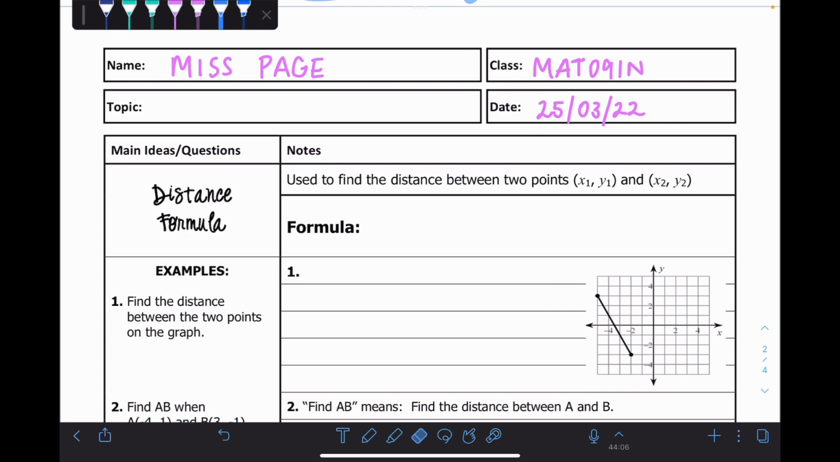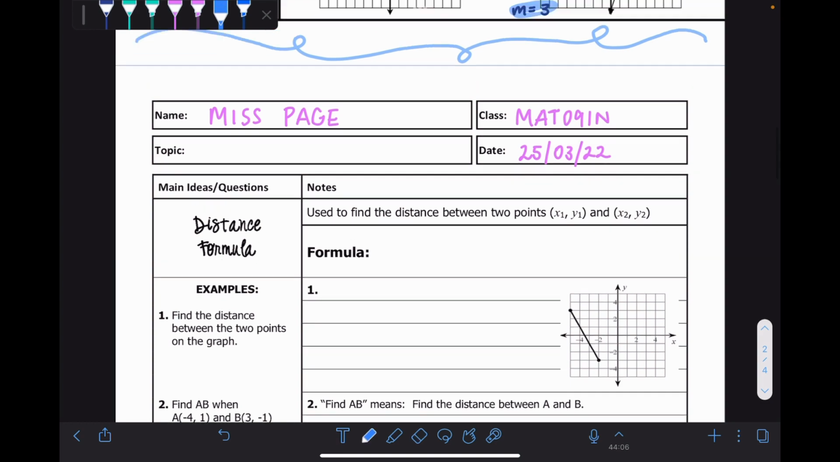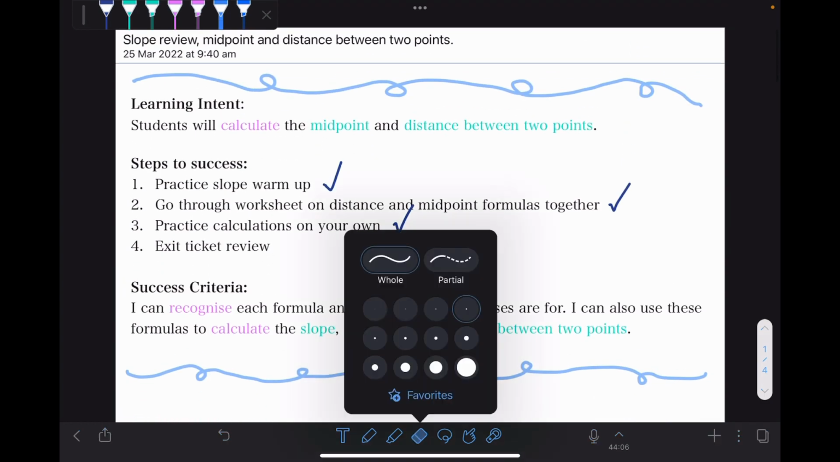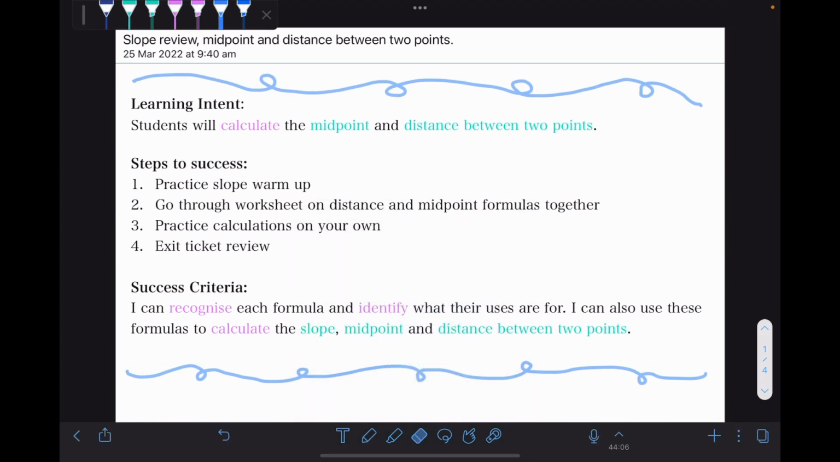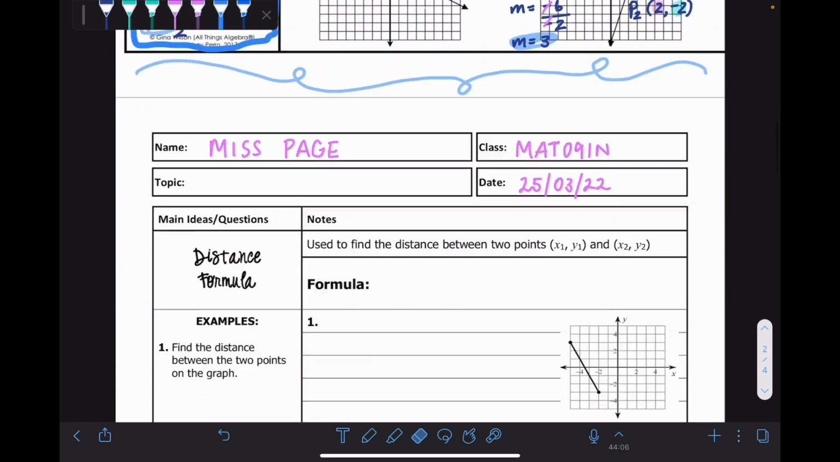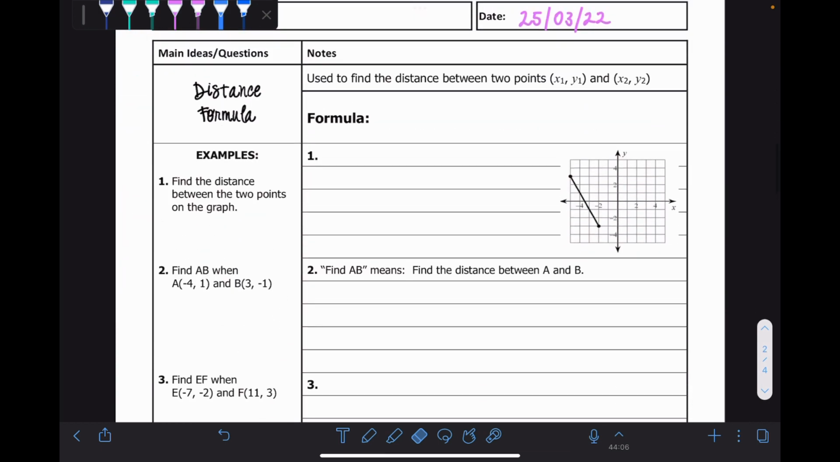So, fantastic. Thank you for joining me so far. Just to review where we are up to in our lesson. We have now done our slope practice. So we have finished our slope practice. Amazing. So now we're going to be going through this worksheet. All right, and we're looking at our distance and midpoint. We've already had a quick look at distance in a previous lesson, so this hopefully should be a bit of revision for most of you guys here.